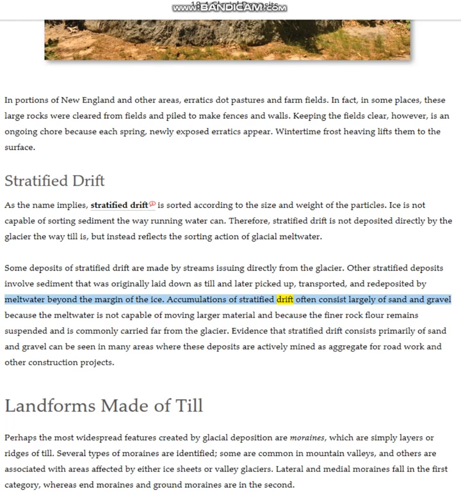Accumulations of stratified drift often consist largely of sand and gravel because the meltwater is not capable of moving larger material and because the finer rock flour remains suspended and is commonly carried far from the glacier. Evidence that stratified drift consists primarily of sand and gravel can be seen in many areas where these deposits are actively mined as aggregate for road work and other construction projects.